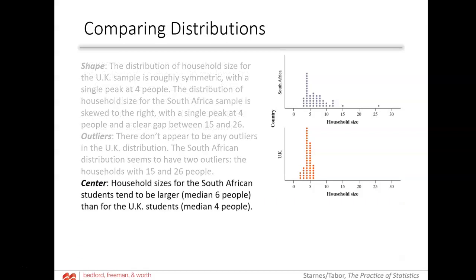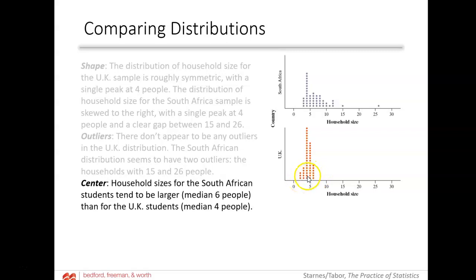So for center, midway to 50 would be around 25-ish. Oh my goodness gracious, I should be able to count, huh? 1, 2, 3, 4, 5, 6, 7, 8, 9, 10, 11, 12, 13, 14, 15, 16, 17, 18, 19, 20, 21, 22, 23, 24, 25. So right here would be the median at 6 for the South African distribution.